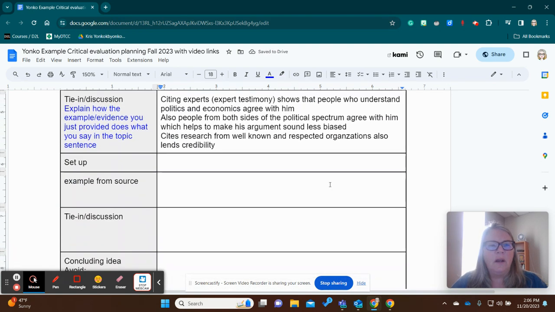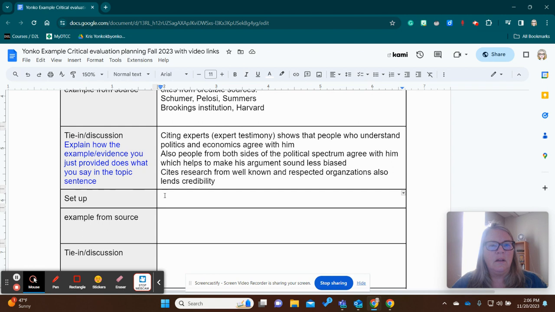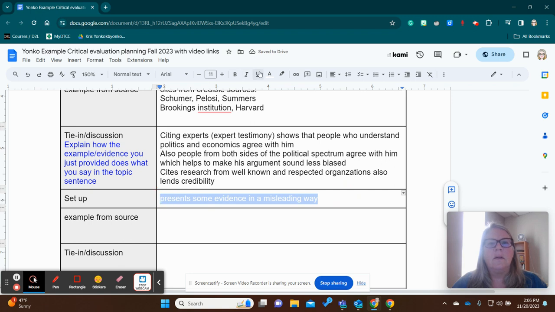So now we're going to go down here. So now we have the new setup. This is where we're going to set up the second part here, that he has some evidence presented in a misleading way. There we go. So my examples.